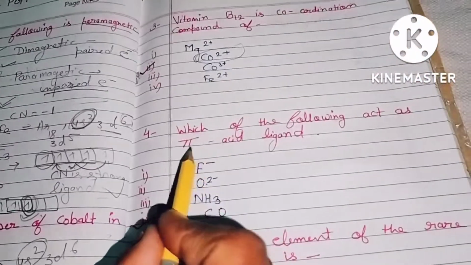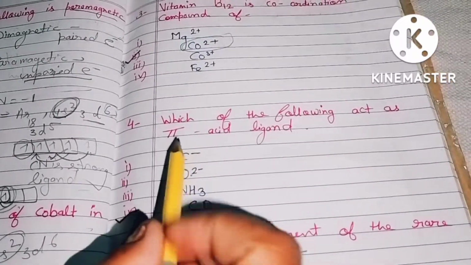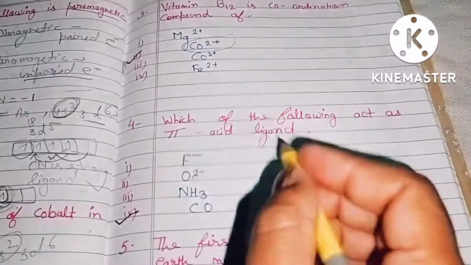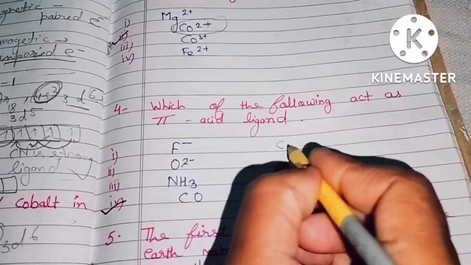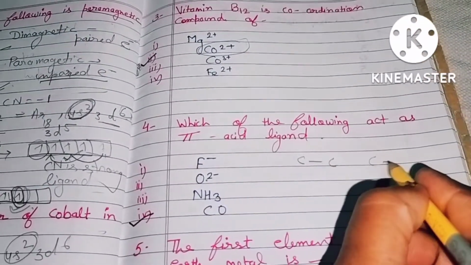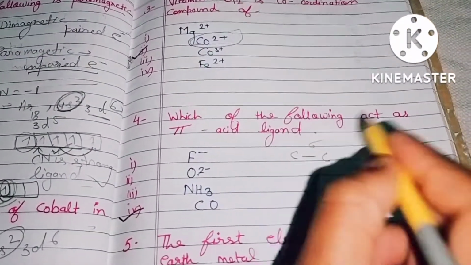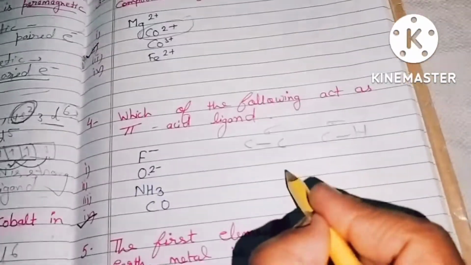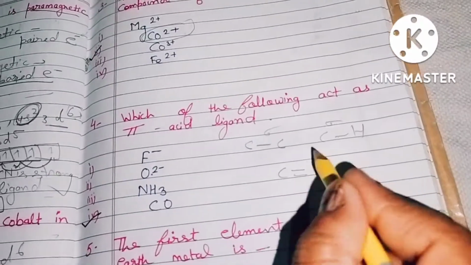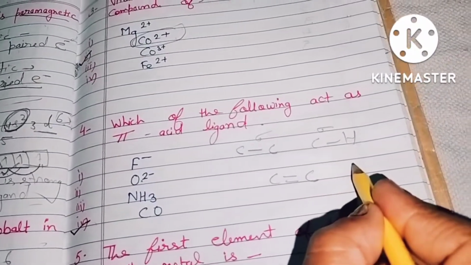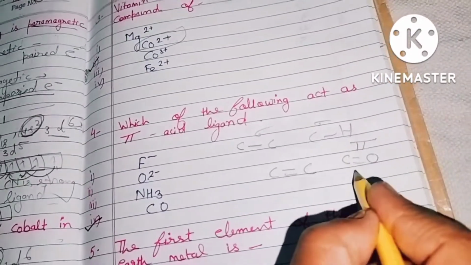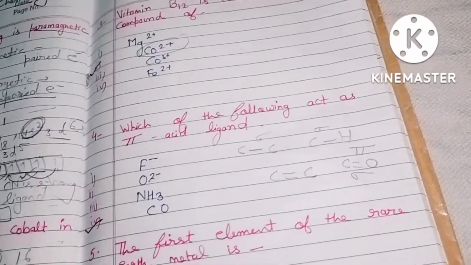Next, which of the following acts as a pi acid ligand? We know that a single carbon to carbon bond and a single carbon to hydrogen bond give a sigma bond. But when we observe a double bond, such as carbon to oxygen, we obtain 1 pi and 1 sigma bond.